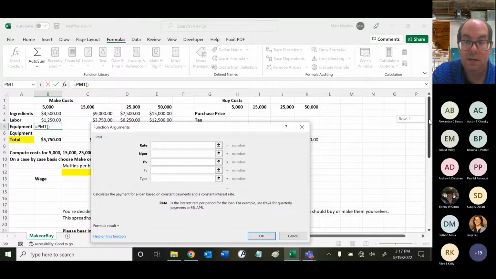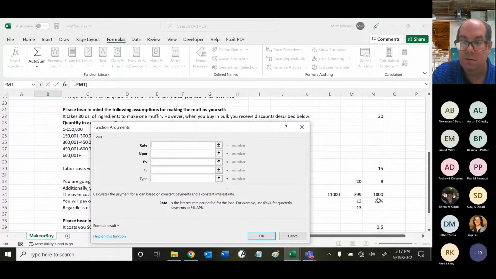So our rate is our interest rate, which is down here in N35. Make it an absolute, just so we can autofill the formula over, because it's literally going to be the same cost for the equipment, no matter how many muffins we make. What is our N per? Remember I said our baker's dozen, 13, down there in cell M36. Make that also an absolute.